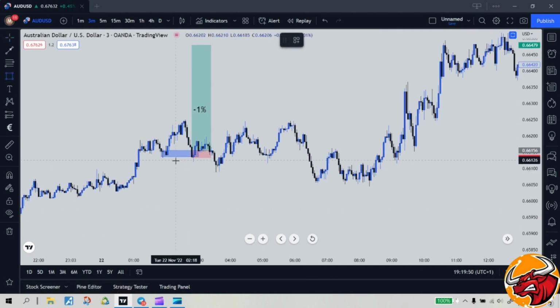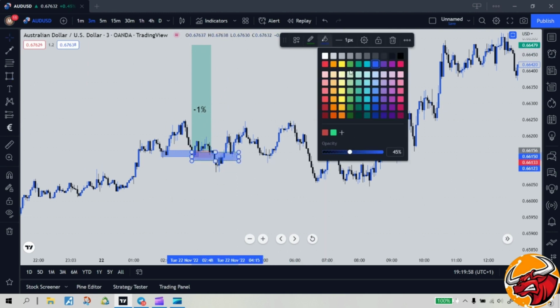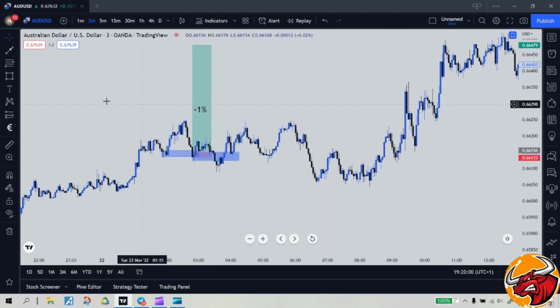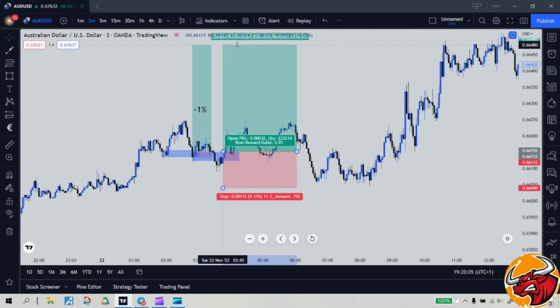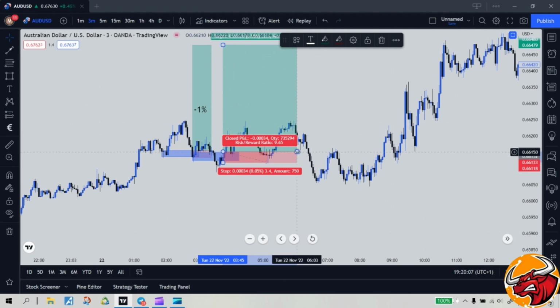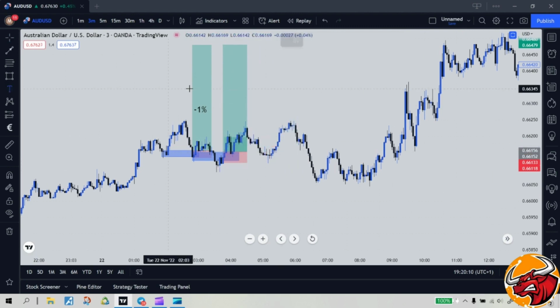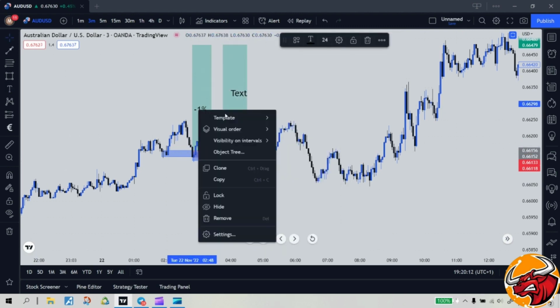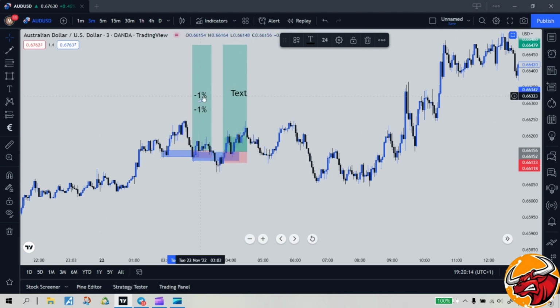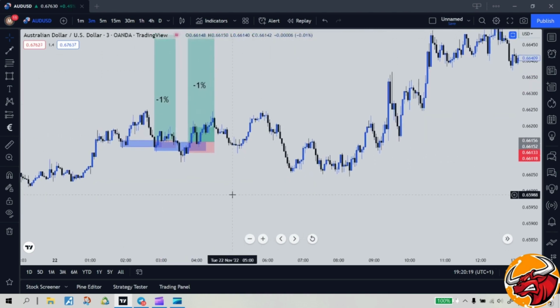So the next demand zone we have will be, for example, this. Sorry, just a second. So you enter here again and you again lose. You again lost 1%. So we lost 2%, guys.